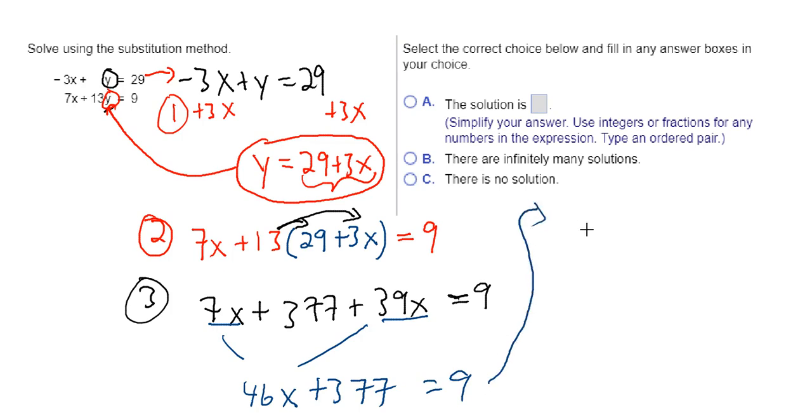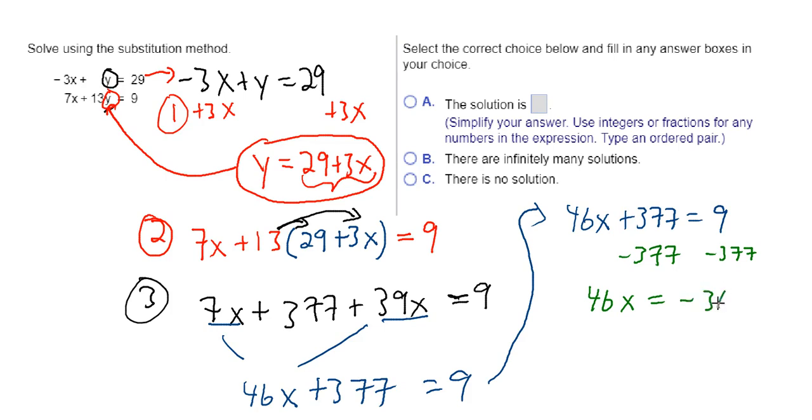We'll continue up here. So I'll have 46x plus 377 equals 9. We'll subtract the 377 to the other side. And we'll get 46x equals negative 368. And then we divide by 46.